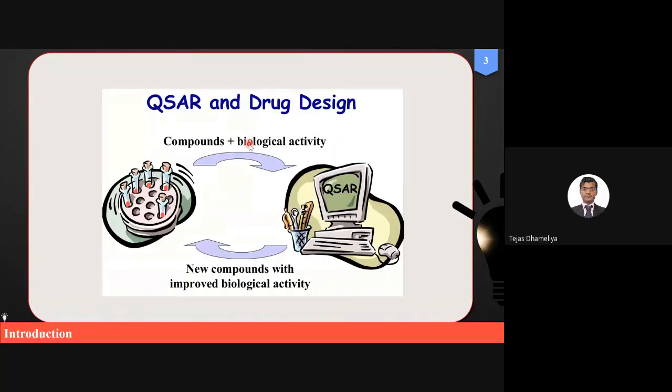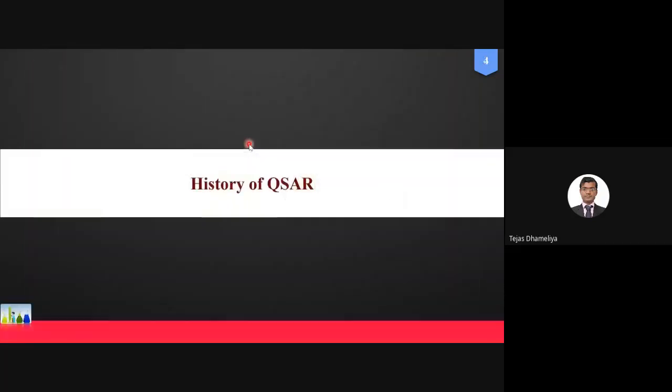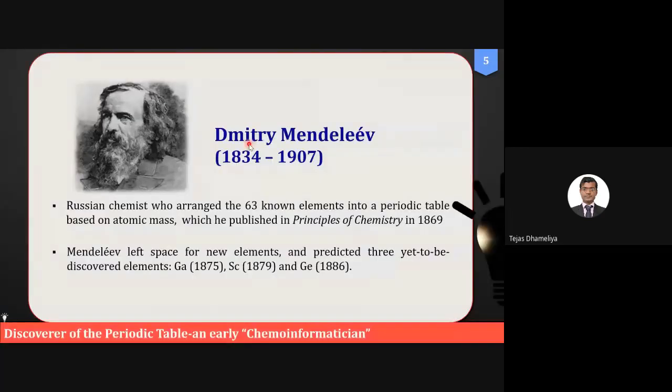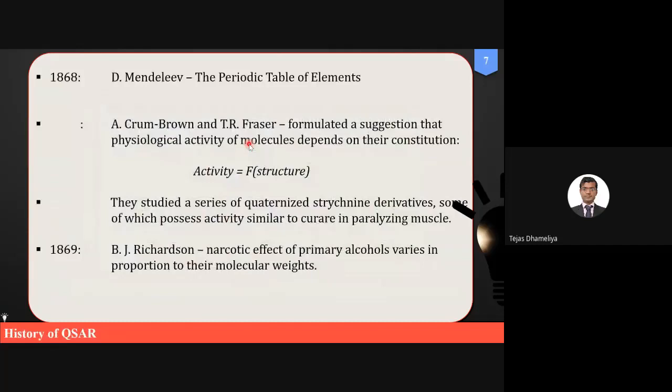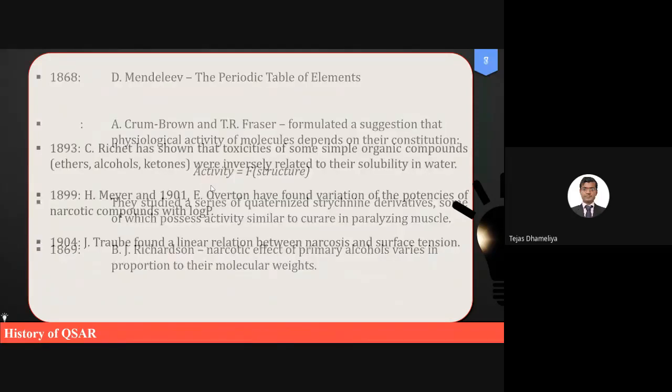Then QSAR and drug design, that we could identify that if we submit some chemical properties of the compounds to the computer, then the computer will be able to allow us to predict those kinds of properties. We have also seen the history of QSAR, started with Mendeleev, and finally we concluded that any activity of the molecule is a function of the structural property of a molecule, right?